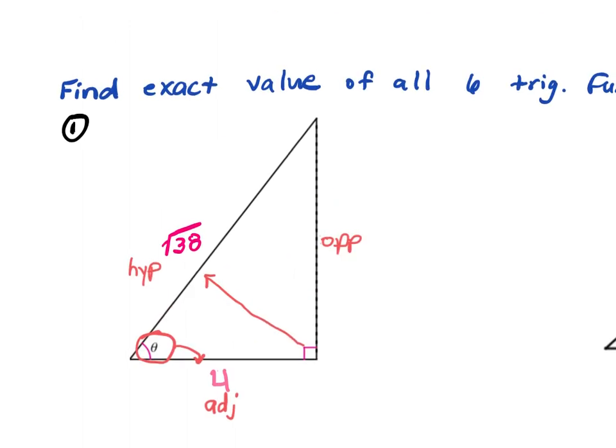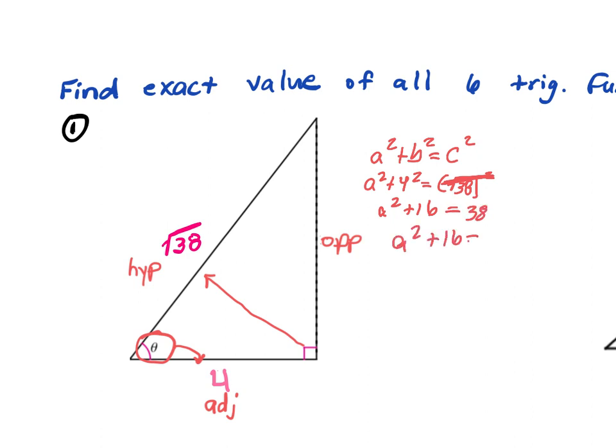So the way we would do that is we would use our Pythagorean theorem. We have a squared plus b squared equals c squared. So a could be either a or 4, doesn't matter. I'm just going to leave it as a squared plus 4 squared equals the square root of 38 squared. So I have a squared plus 16. Guys, when you square a square root, it just crosses out, right? So equals 38. So a squared plus 16 equals 38.